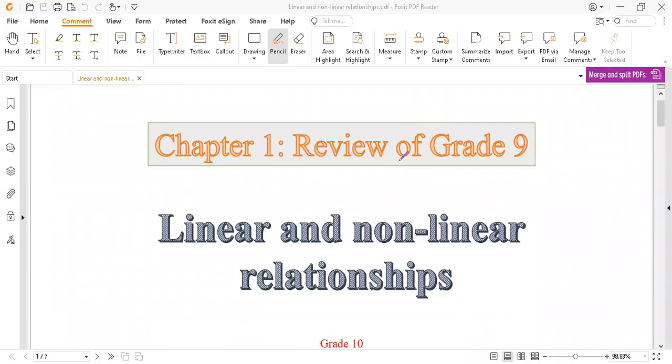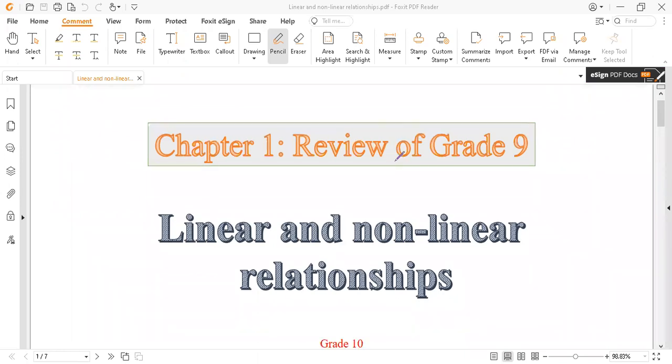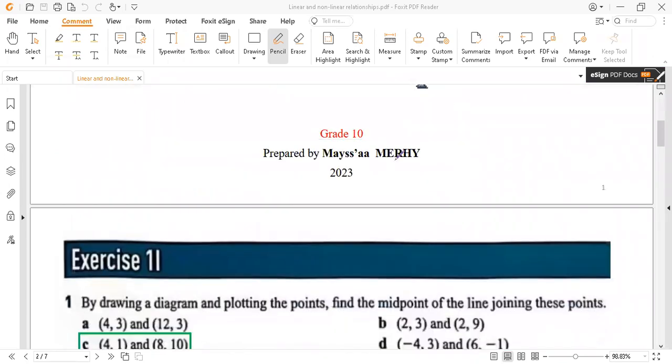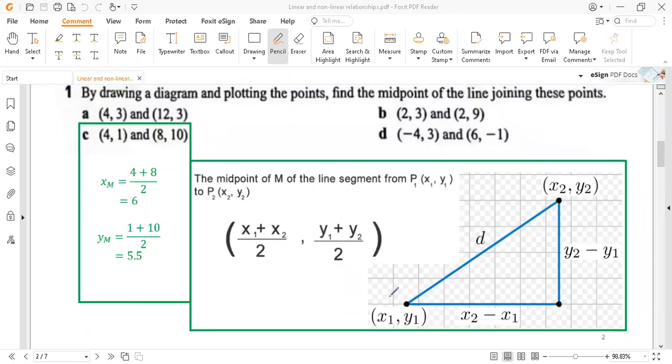Hi again. In this session, we will, for example, review the linear and nonlinear relationships between variables. Okay. In the first paragraph, we will re-explain how to find the midpoint of the line segment joining 2 points. So we know normally we have 2 points.